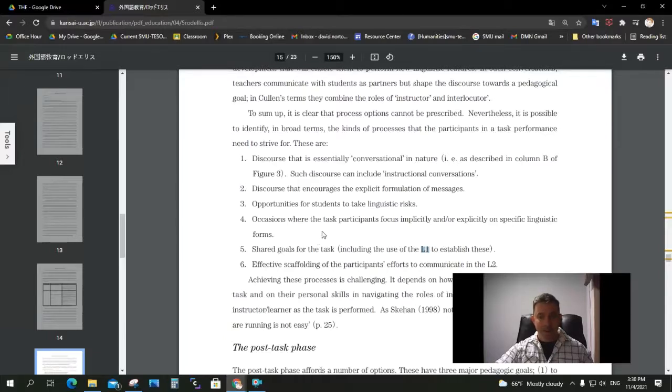Number 4, occasions where task participants focus implicitly or explicitly on specific linguistic forms. So at a certain point, there needs to be a form focus, which you know already tends to happen at the end. Number 5 is the interesting one. Number 5, shared goals for the task, including the use of the L1 to establish these. So what does that mean? That means that what Rod Ellis is saying is that you have a place for L1, potentially in establishing the goals for the task.